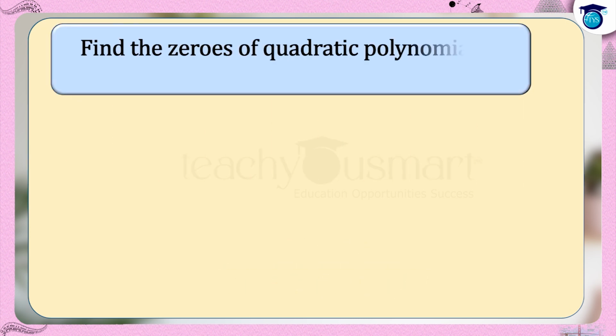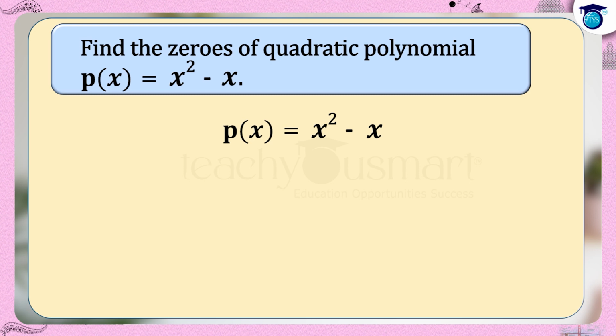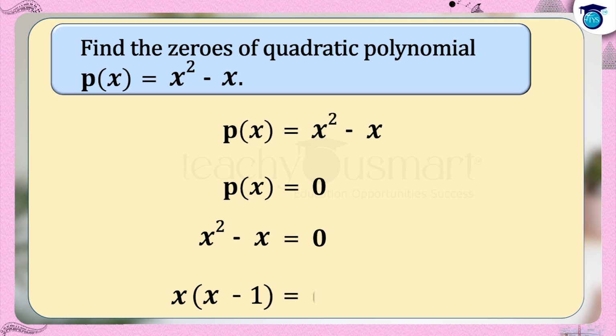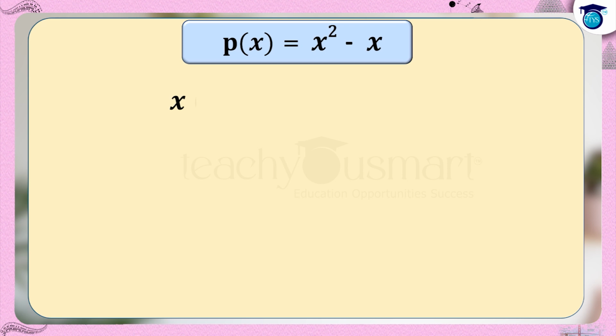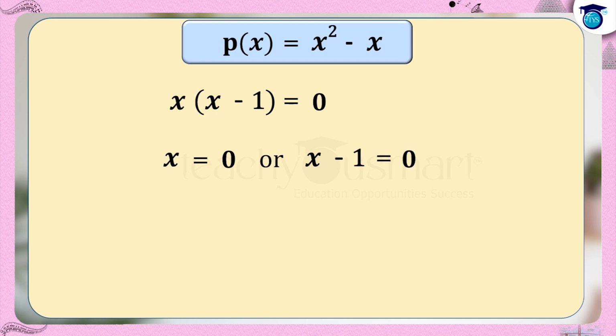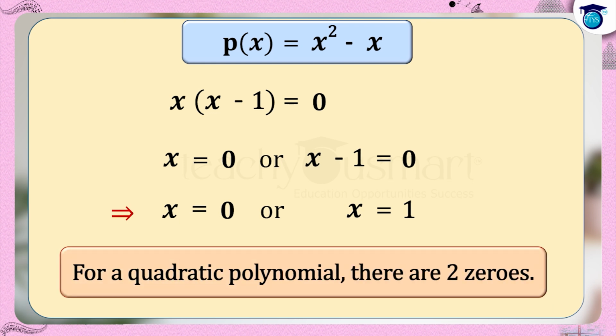Now, let's find the zeros of the quadratic polynomial p of x equals x squared minus x. To find the zero of p of x, equate p of x to 0. That is, x squared minus x equals 0. Taking x as common, we can write x multiplied by x minus 1 equals 0. We know that if the product of two factors is equal to 0, then each can be 0. That is, x equals 0 or x minus 1 equals 0, which implies x equals 0 or x equals 1. Now, we have seen that for a quadratic polynomial, there are two zeros.